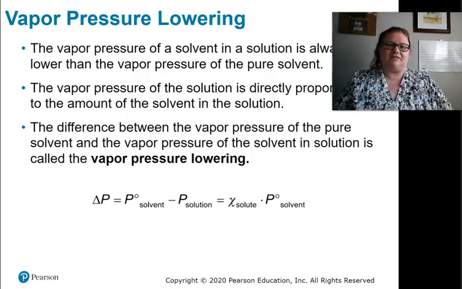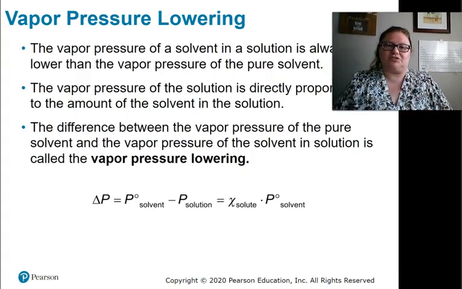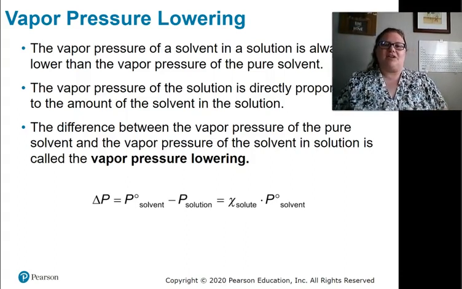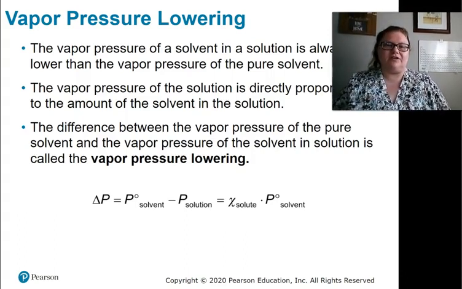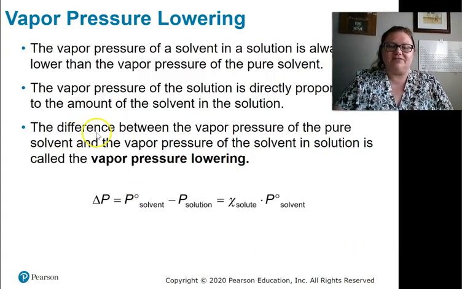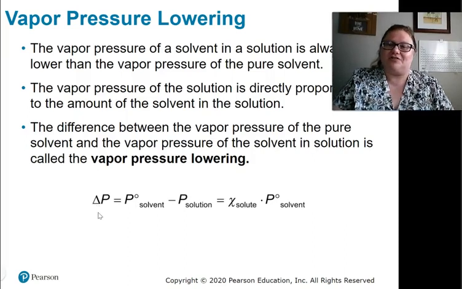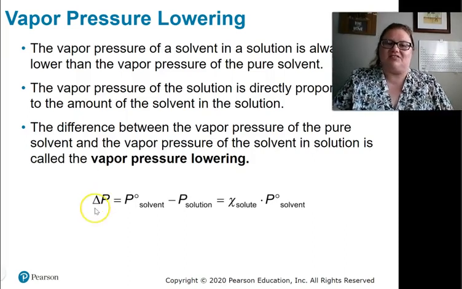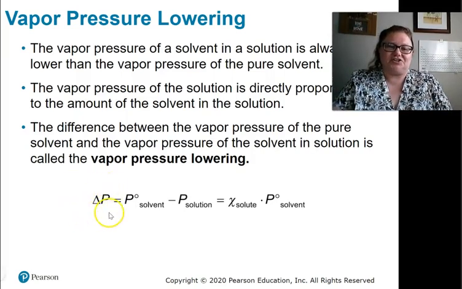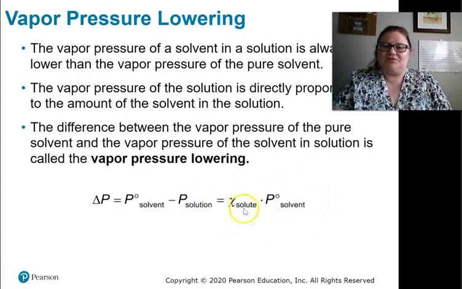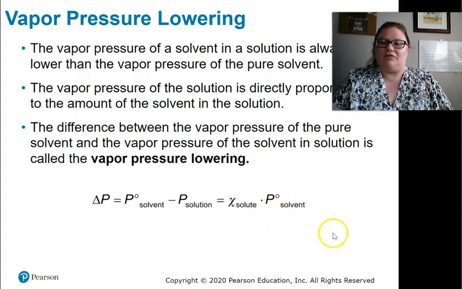Okay, so that's our situation. The vapor pressure of the solution is directly proportional to the amount of the solvent in the solution. So the difference between the vapor pressure of the pure solvent and the vapor pressure of the solvent in solution is called vapor pressure lowering. And so when we take the difference, we subtract. And here's our subtraction symbol here. So we have the change in, remember, we saw the delta all throughout the thermodynamics unit. The delta is the Greek letter for D, but in chemistry and science, it means the change in. So we're calculating the change in pressure. We have the pure pressure of the solvent minus the pressure of the solution. And we can then simplify that to the mole fraction and the pure solvent vapor pressure.